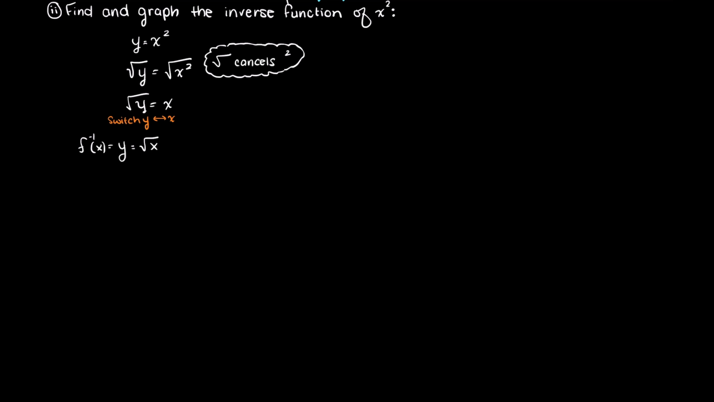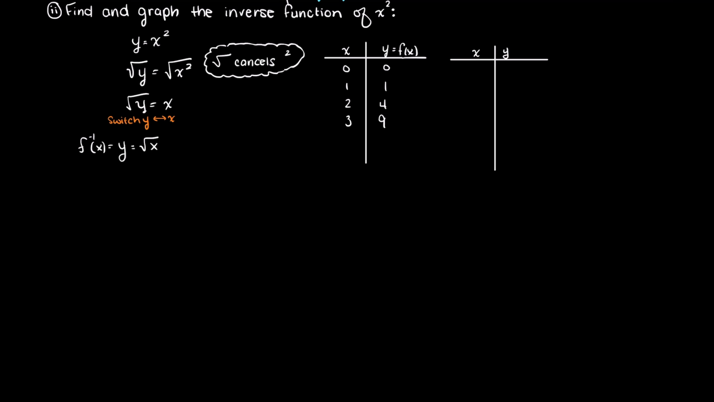Now back to the question. Let's just repeat what we did last time. Let's just pick a few random inputs and fill in the outputs into a table here for our original and our inverse functions. Again, for this inverse function, you can see our inverse function table is indeed the opposite of our original function table.